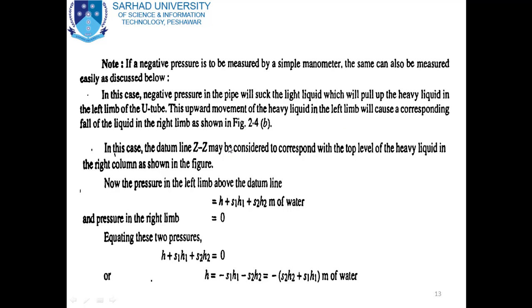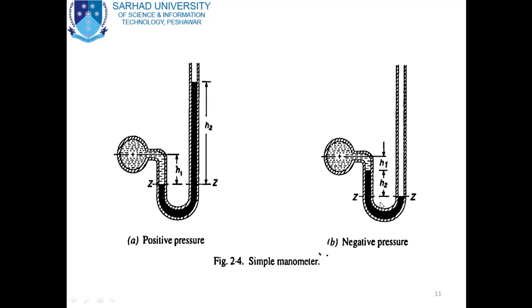as shown in figure 2.4b. Here is figure B. In this case, we have a negative pressure in the pipe, so as a result the heavy liquid in the tube is sucked by the pipe. As a result, the heavy liquid rises in the left limb and falls in the right limb.